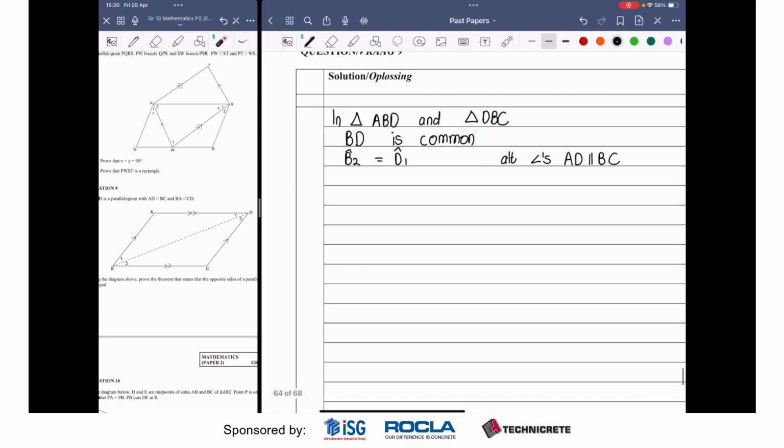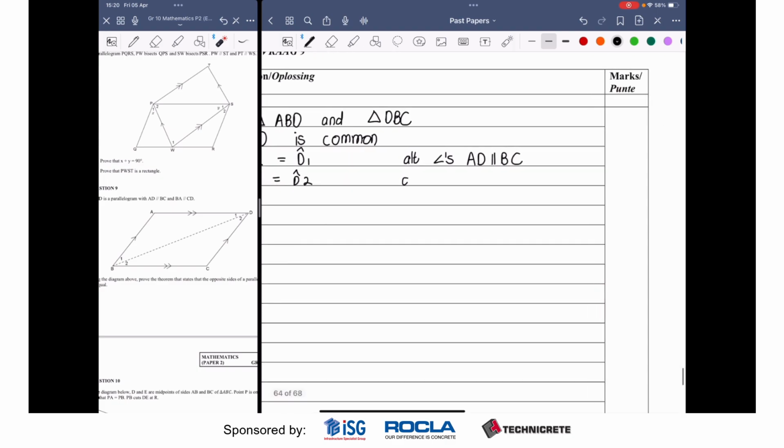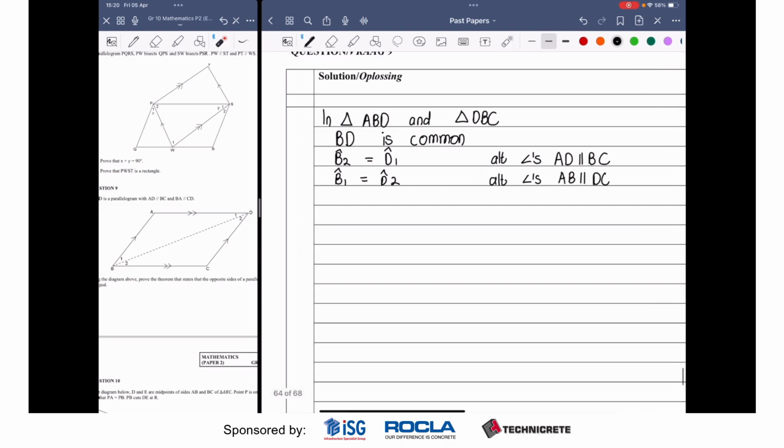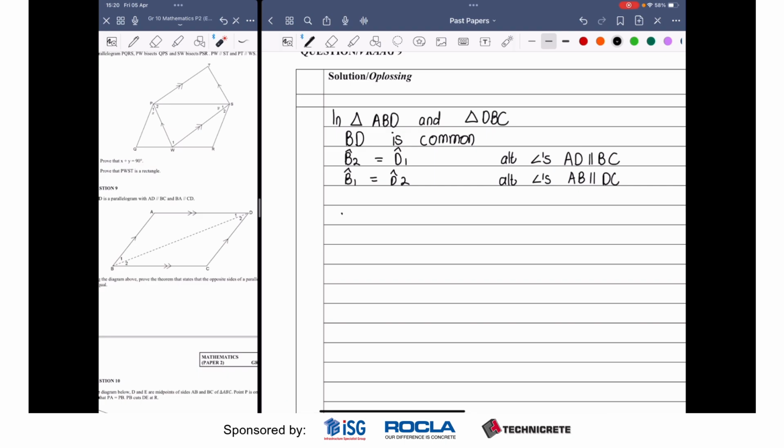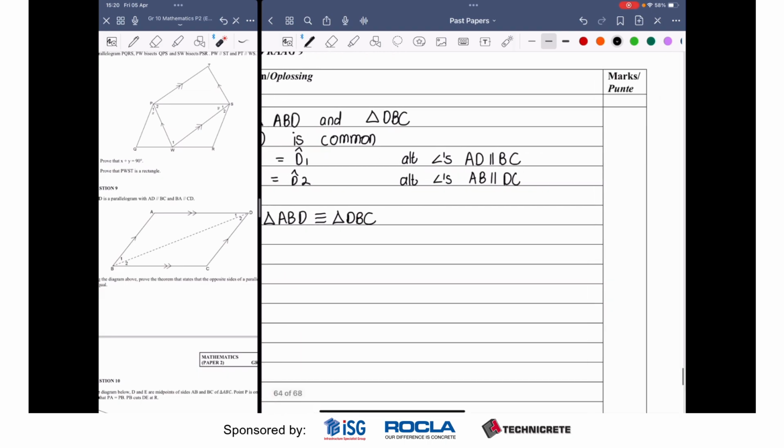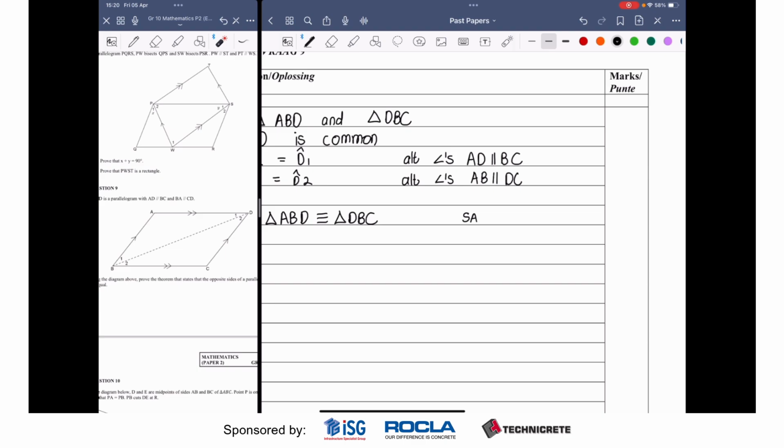And similarly, angle B1 equals angle D2, alt angles, and now the parallel lines I'm talking about are the AB and the DC. Right, therefore triangle ABD is congruent to triangle DBC, and that is from side angle.